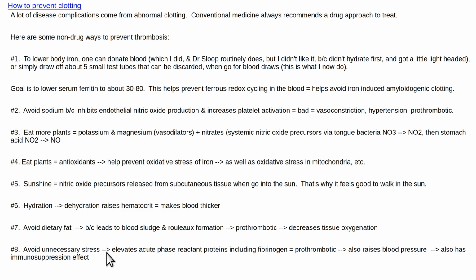Avoid unnecessary stress. Stress elevates acute phase reactant proteins from the liver, including fibrinogen, the blood clotting protein. It is prothrombotic. Okay, remember the metaphor for remembering stress: being chased by a tiger in the dark. And the tiger scratches you, you might bleed. So stress makes you clot faster. Okay, it's prothrombotic. It also raises blood pressure, and that has a toxic effect. It also is an immune suppressor. So it does all kinds of bad things.